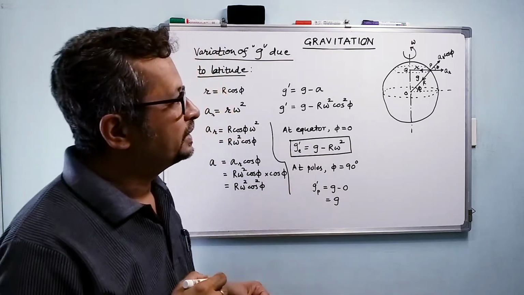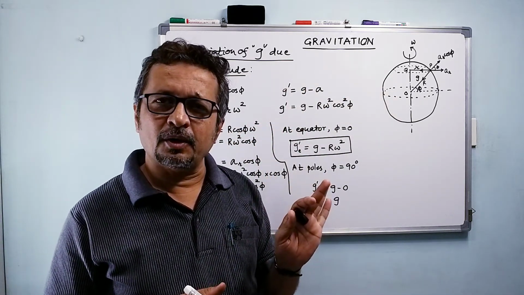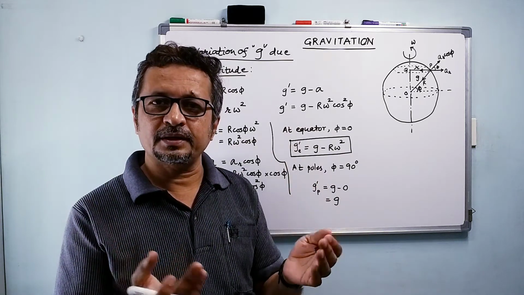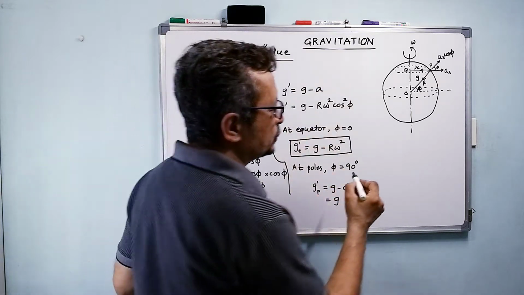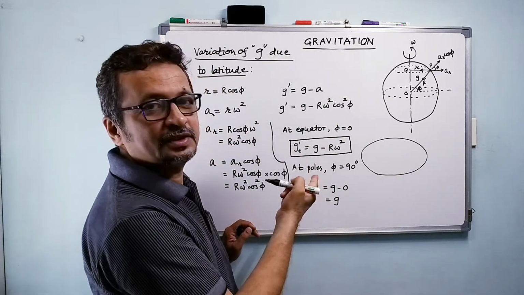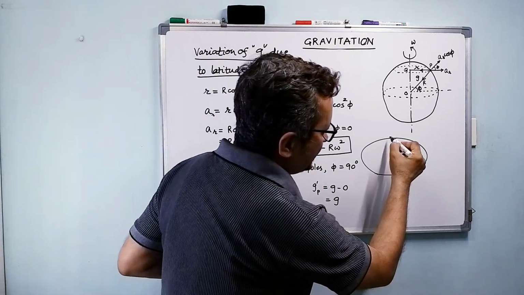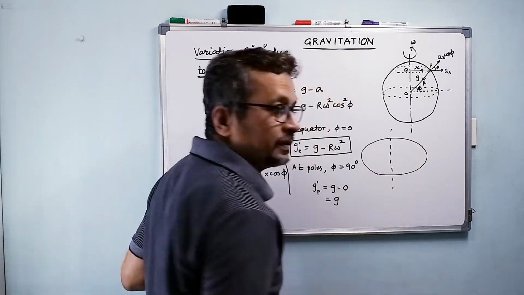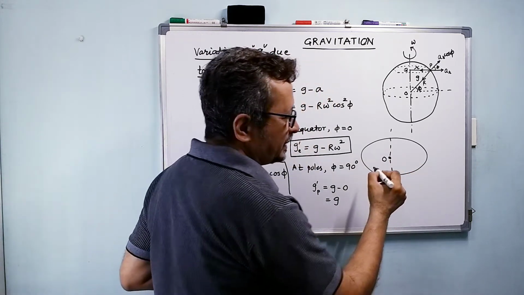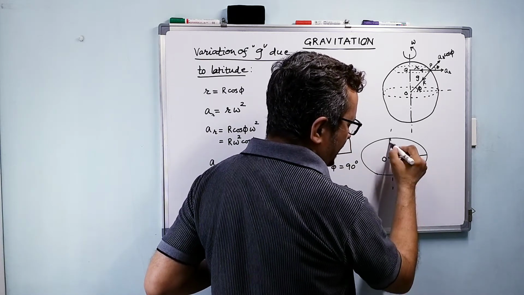There is one more thing. Is our Earth exactly a spherical object? It is not. It is bulging at the equator and it is a little flat at the poles. So it is going to be something like this. Not exactly like this, not so much bulging, but just for simplicity I have drawn it like that, and this is my axis.